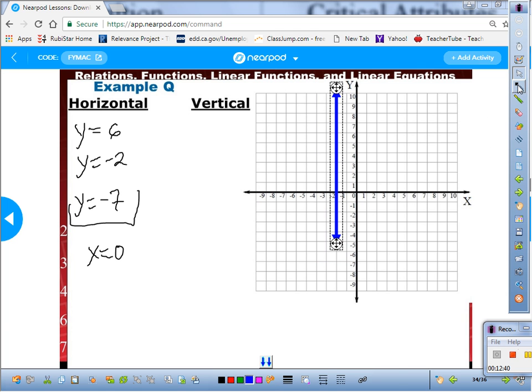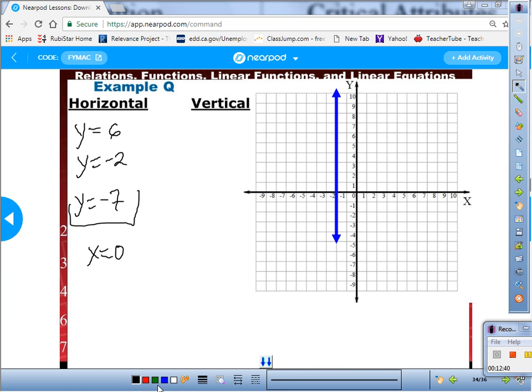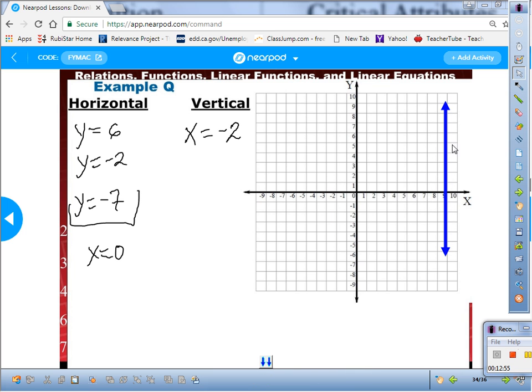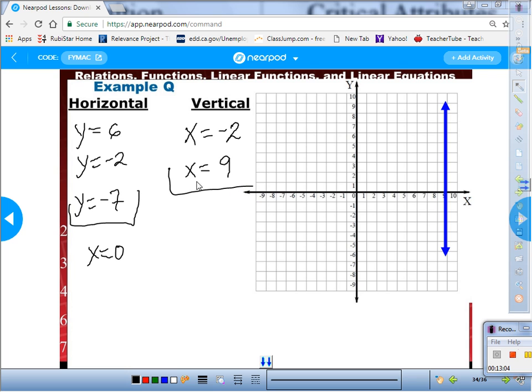Tell your neighbor the equation of that line. X equals -2. Hands if you agree with that. That is correct. Let me show you one more. Tell your neighbor the equation of that one. X equals 9. What's missing on this equation? What variable? So y equals what? 0. That is correct. Okay?